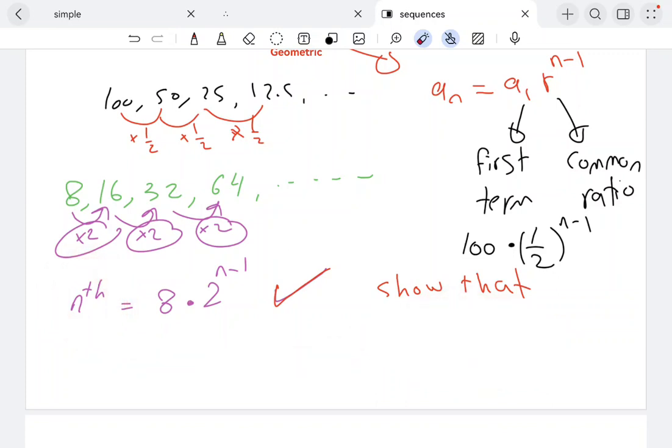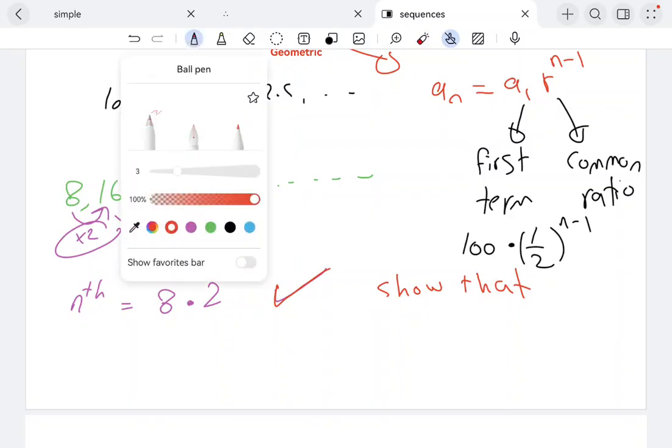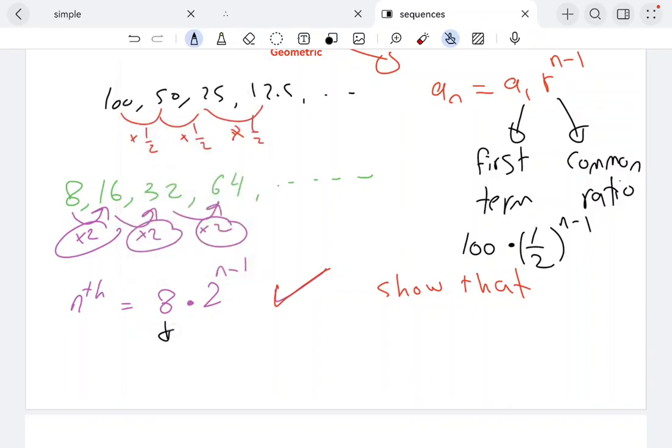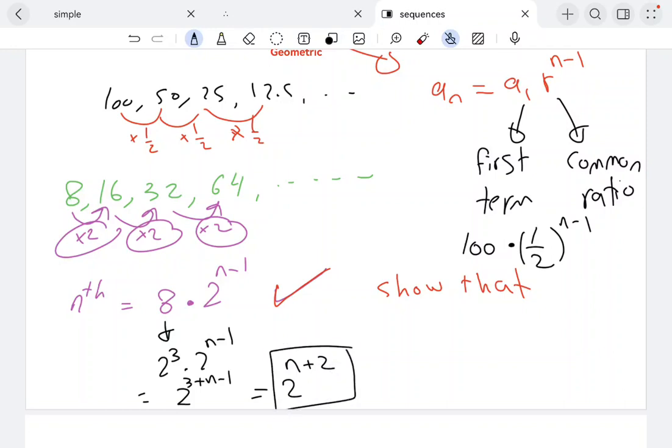Now you need to go to the indices. You need to know that 8 is 2 power 3, times 2 power n minus 1. And you know, if you multiply two powers with the same base, you add the powers, so it will be 2 power 3 plus n minus 1. And 3 minus 1 is going to be plus 2, so 2 power n plus 2. I believe that this question is going to come one time. It didn't come before, but I believe it's going to come. That's the geometric sequence. Really, really easy. I don't see anything hard about it.